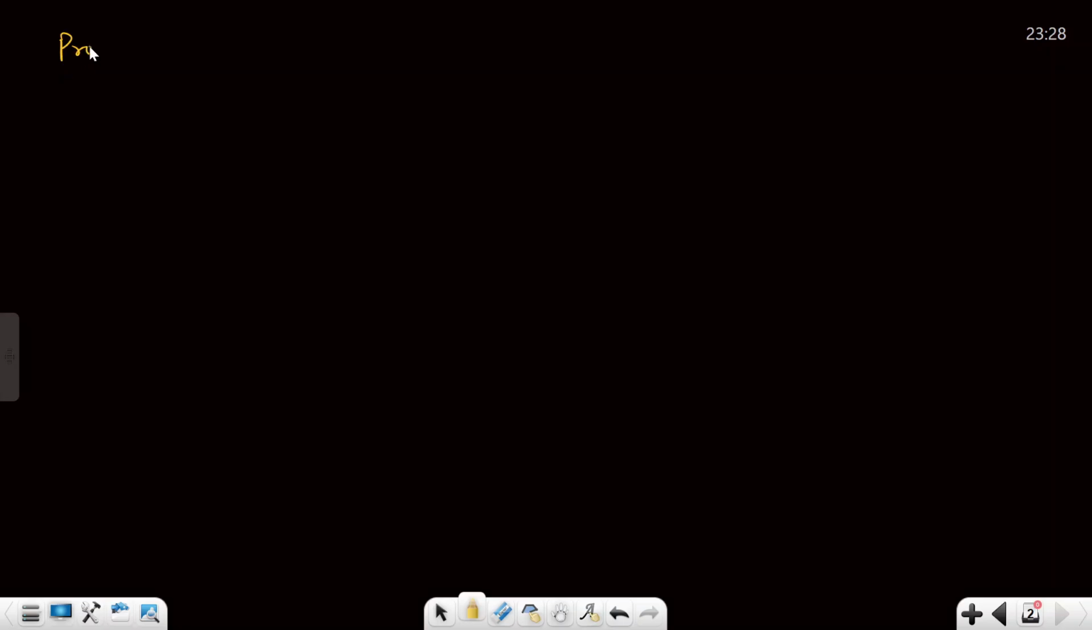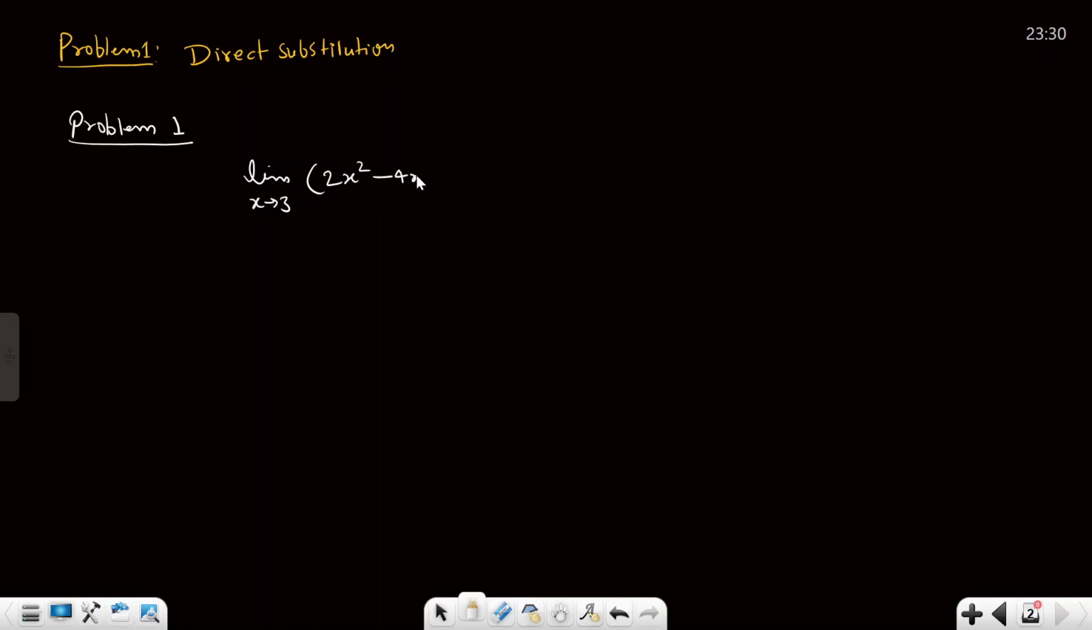So we have problem 1, and it is based on direct substitution. Problem number 1: we have the limit as x approaches 3 of 2x squared minus 4x plus 5. The first step of any analytical limit is always direct substitution. We just plug in 3 for x.